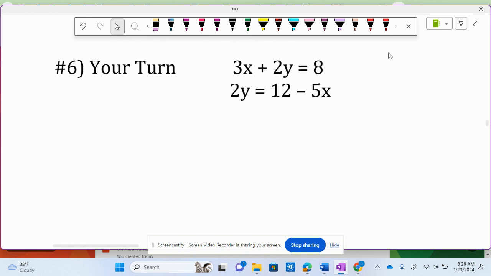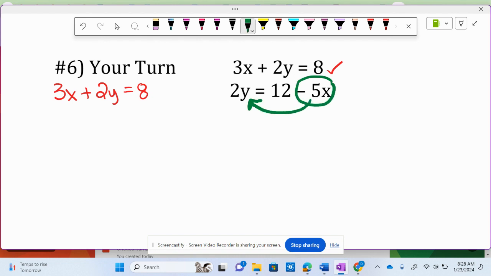Using that idea of moving something to the other side requires you to change the sign, make it the opposite. Knowing that we don't have to do anything to the first equation, I'm going to leave that the same. 3x plus 2y equals 8. What do you want to do to the second equation? Someone walk me through it. What do I need to move on the second equation? Yeah, I'm going to take this negative 5x and move it over here. So it's going to become the opposite. And the opposite of a negative 5x is a positive 5x. 5x plus 2y equals 12.